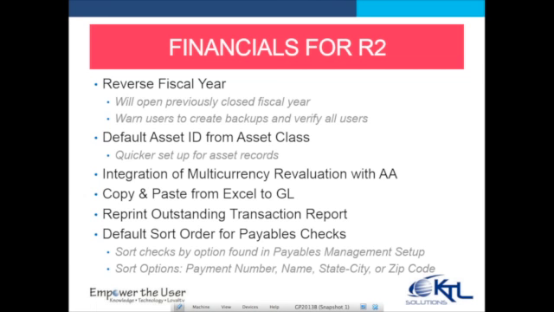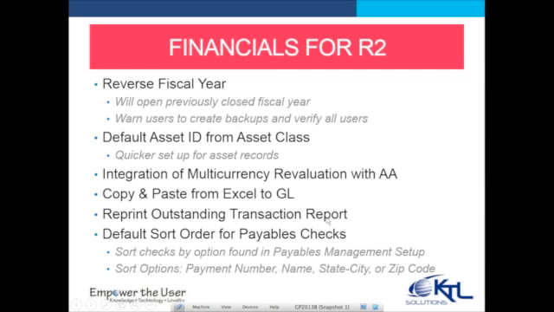Multi-currency evaluation is integrated with AA now. They created a copy and paste from Excel. So those of you who like to do simple journal entries in Excel, you just want to copy and paste it to the Great Plains GL screen. That's built in now.